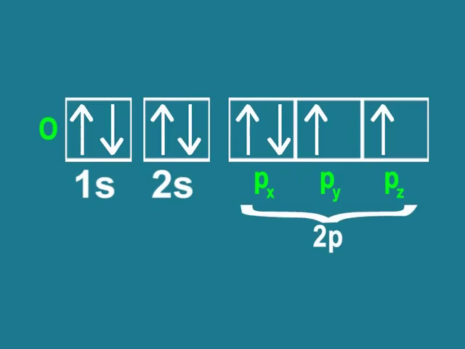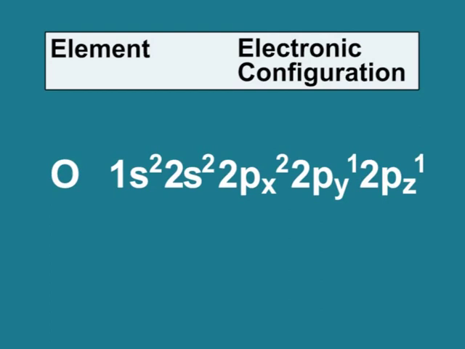Oxygen atom has two electrons having opposite spin in 1s orbital and 2s orbital each. It has one paired and two unpaired electrons in 2p orbitals. Its electronic configuration is 1s2, 2s2, 2px2, 2py1, 2pz1.